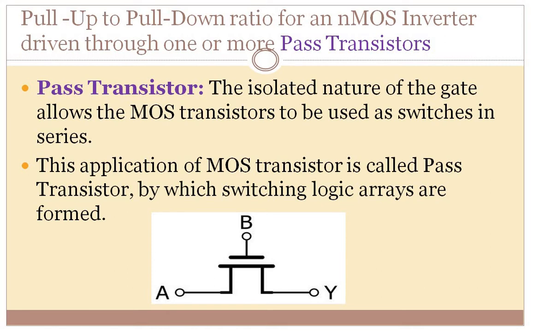These pass transistors will be connected in series. If I consider an example, if three pass transistors are connected in series and VDD is the input, and you consider a variable X as an output, then the output that I will get is A into B into C, where A, B, C are the input voltages that we are getting from the gate. The isolated nature of the gate allows the MOS transistor to be used as switches connected in series. This is how your pass transistor will work.